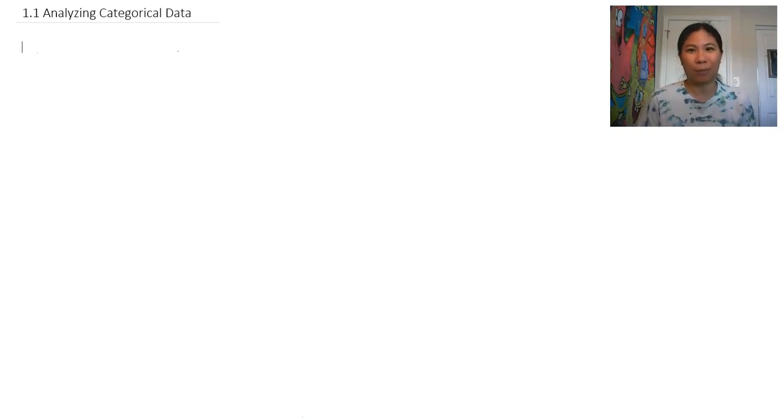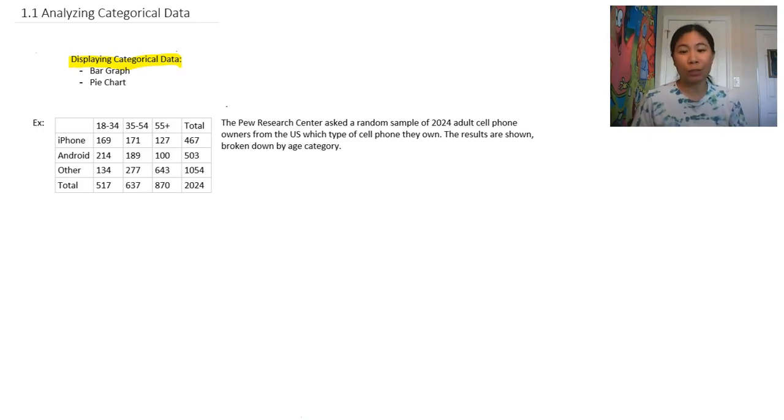So I'm going to start with an example where we actually have two different sets of data, two variables that we're looking at specifically. In this example, we have a research company. They asked a random sample of 2024 adults, cell phone owners, to see what kind of cell phone they owned, and they all lived in the US. The results are shown in the table. It's separated by categories of the different cell phones that they could own, either iPhone, Android, or other. The other also included non-smartphones, because old school.